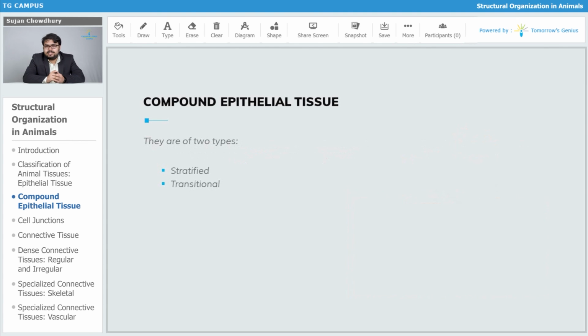The compound epithelial tissue is also going to be of two types. For example, it can be stratified or it can be transitional. We will be talking about each type of compound epithelial tissue in detail.